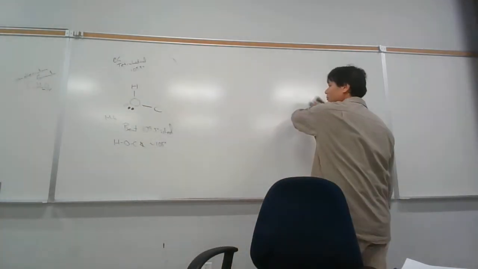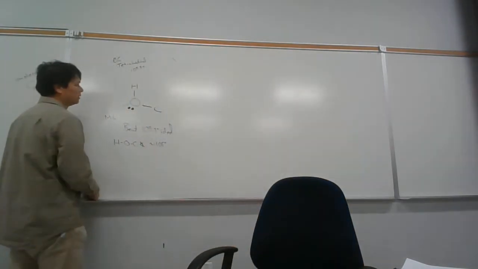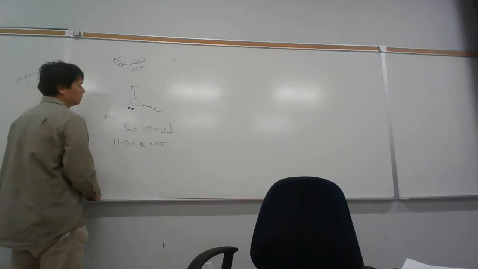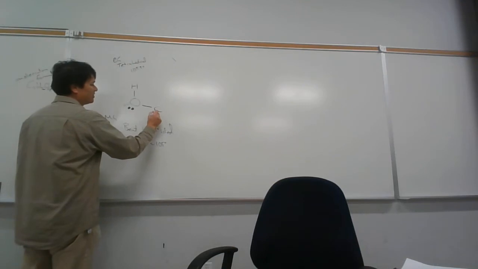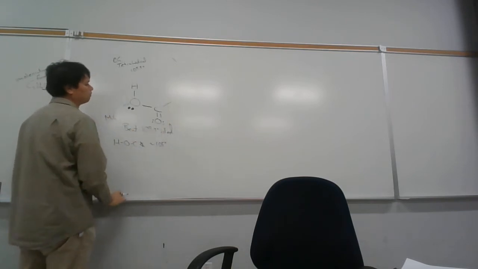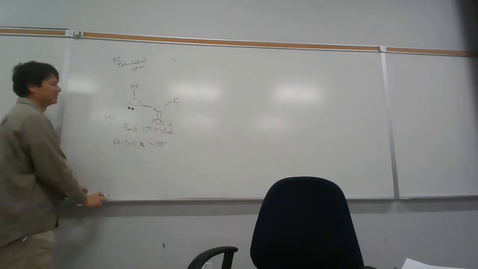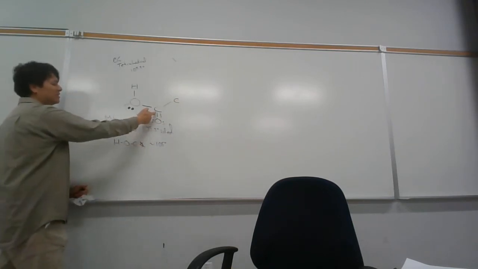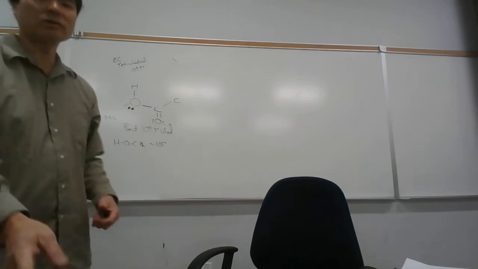This is one way here. In plane, wedge, dash. So what's next? This carbon, which is going to have a double bond to another carbon here. So let's look at this second atom here. How many groups of electrons around carbon?